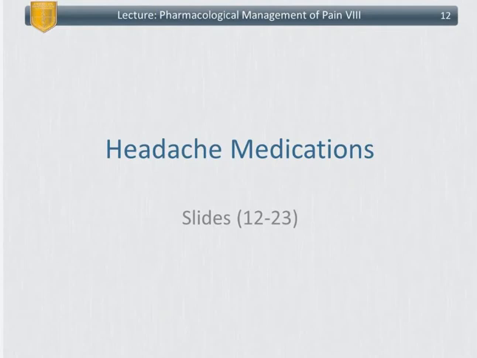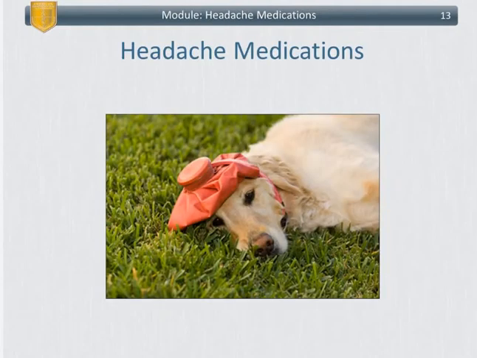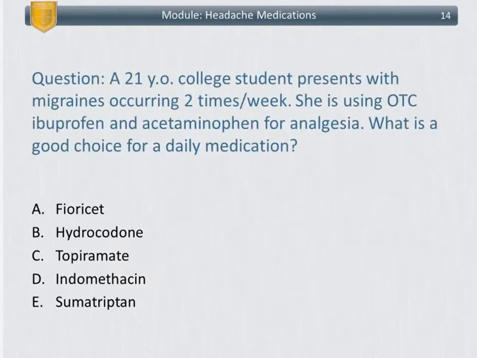Okay, let's talk a little bit about headache medications. Question: you have a 21-year-old college student who presents with migraines happening 2 times per week. She is using over-the-counter ibuprofen and acetaminophen for her analgesia. What is a good choice for a daily medication? A, Fioricet. B, hydrocodone. C, topiramate. D, indomethacin. E, sumatriptan.